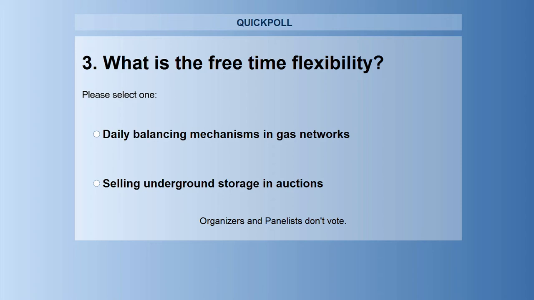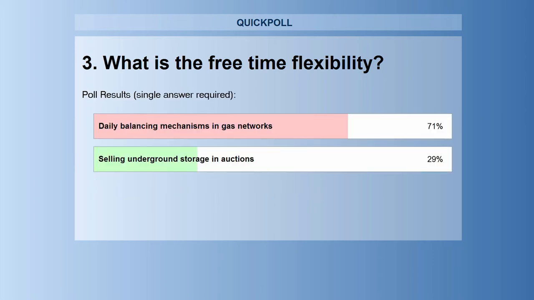And I am closing the poll now and sharing with you the results. Majority for daily balancing. And this is the right answer. What we mean by free time flexibility is that all the allocation is done outside the market, is not priced in the market. If we are selling underground storage by means of auctions, it's true that we are allocating time flexibility to market participants, but market participants are paying for the underground storage, and they are paying according to their preferences. So the answer is A.